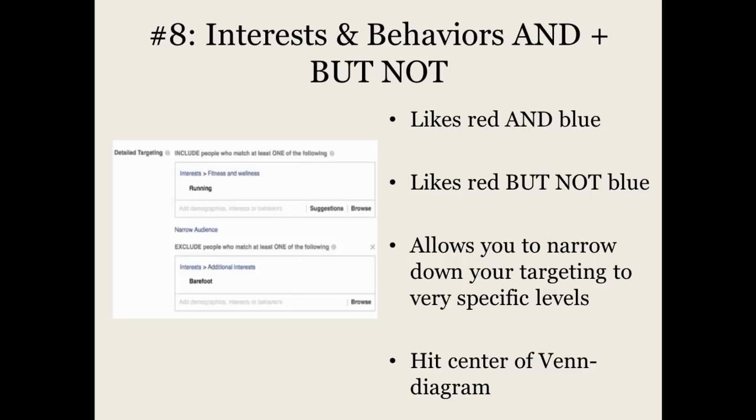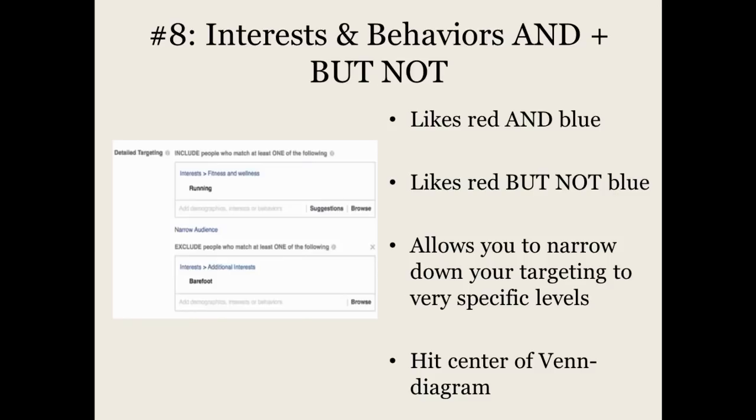It allows you to narrow down your targeting to very specific levels. As I always say, you must have an audience who would automatically be interested in your product. Next is hit the center of the Venn diagram. So as you can see, a while ago we had the Venn diagram, the two circles. There we could compare how many people would like this, how many people would like this, and how many people would like both of these.